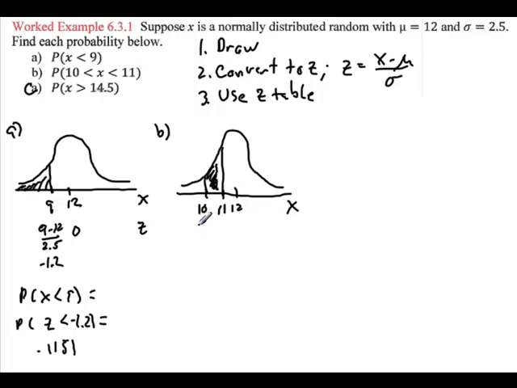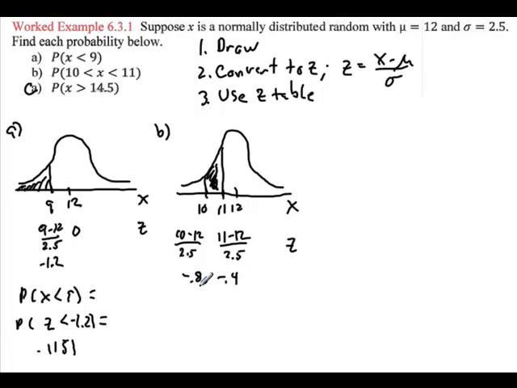So we have to convert each of these into z-scores, and so we do 10 minus 12 divided by 2.5, and we also do 11 minus 12 divided by 2.5. And that's going to convert to z for us. We already know that the 12 becomes a 0 because 0 is the mean. Crunching these through on our calculator, I come up with negative 2 over 2.5 is negative 0.8, and negative 1 over 2.5 is negative 0.4.